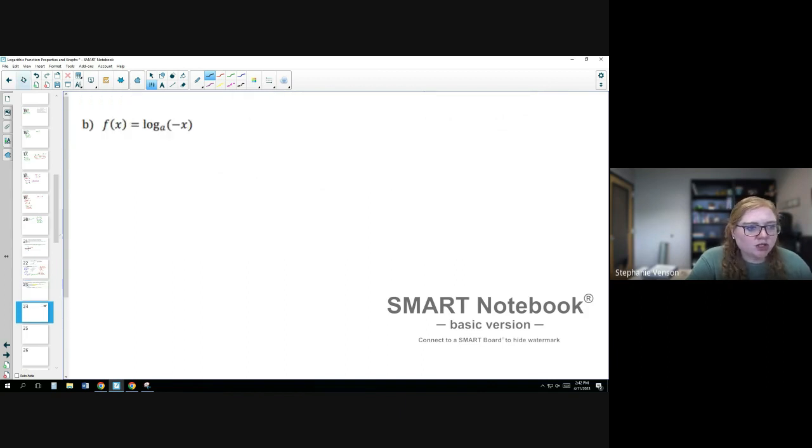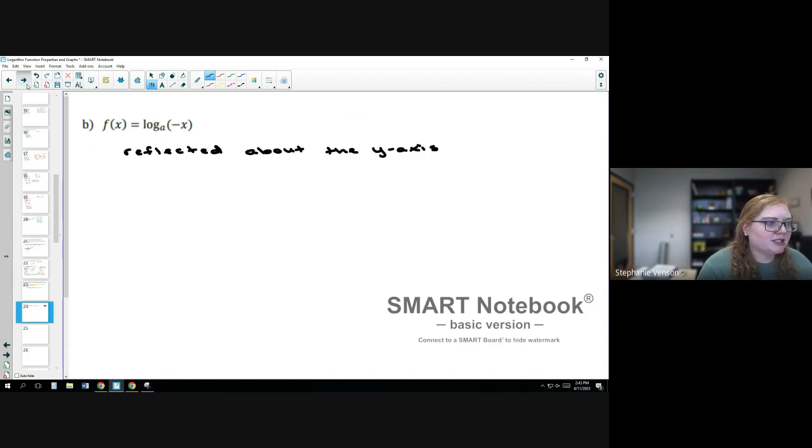Okay, so let's look at another one. F of x equals log base a of negative x. So now I'm saying, what if the negative is on the inside? Well, that's a reflection about the y-axis. So this one has been reflected about the y-axis.